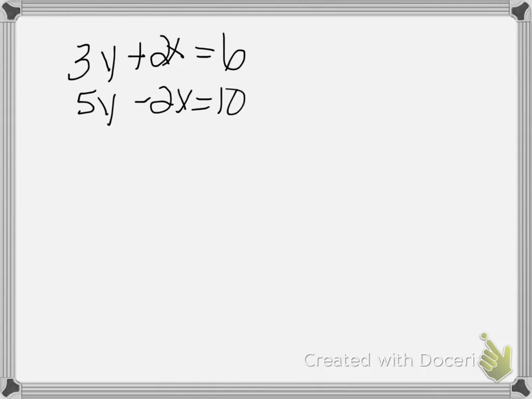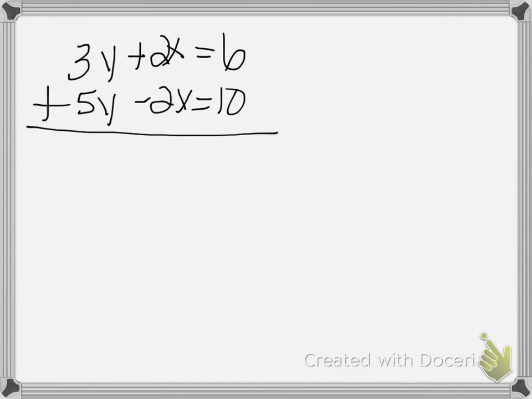Now I want to point out something here so that we understand why elimination works. In order for elimination to work, you have to have the same number with different signs in front of one of your variables. That's the only way that elimination is going to work. There are ways that we can manipulate equations to make that happen, but if we're still going to use the elimination method, we have to have the same number with different signs in front of one of our variables. That's a very, very important note right there.